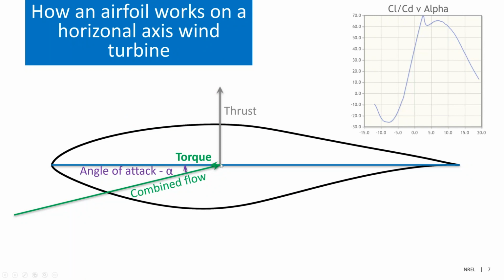So you would like to ideally optimize your torque while minimizing your thrust. But that's a challenging thing to do, and has a lot to do with detailed design. But this is how a horizontal axis wind turbine works. The combined flow creates a combined vector, which creates a thrust and a torque.